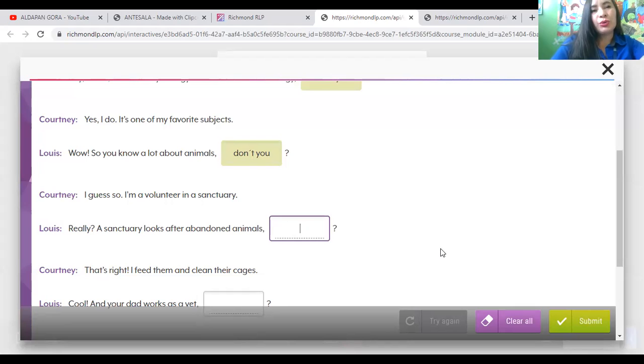No, you're gonna use do you, don't you for plurals: I, you, they, and we. You're gonna use, it is, yes, does. Does it? Doesn't it? In this case, doesn't it? A sanctuary looks after abandoned animals, teacher. Which one? Yes, is it. No, because it's a tag question. For a tag question, we say, a sanctuary looks after abandoned animals, doesn't it?